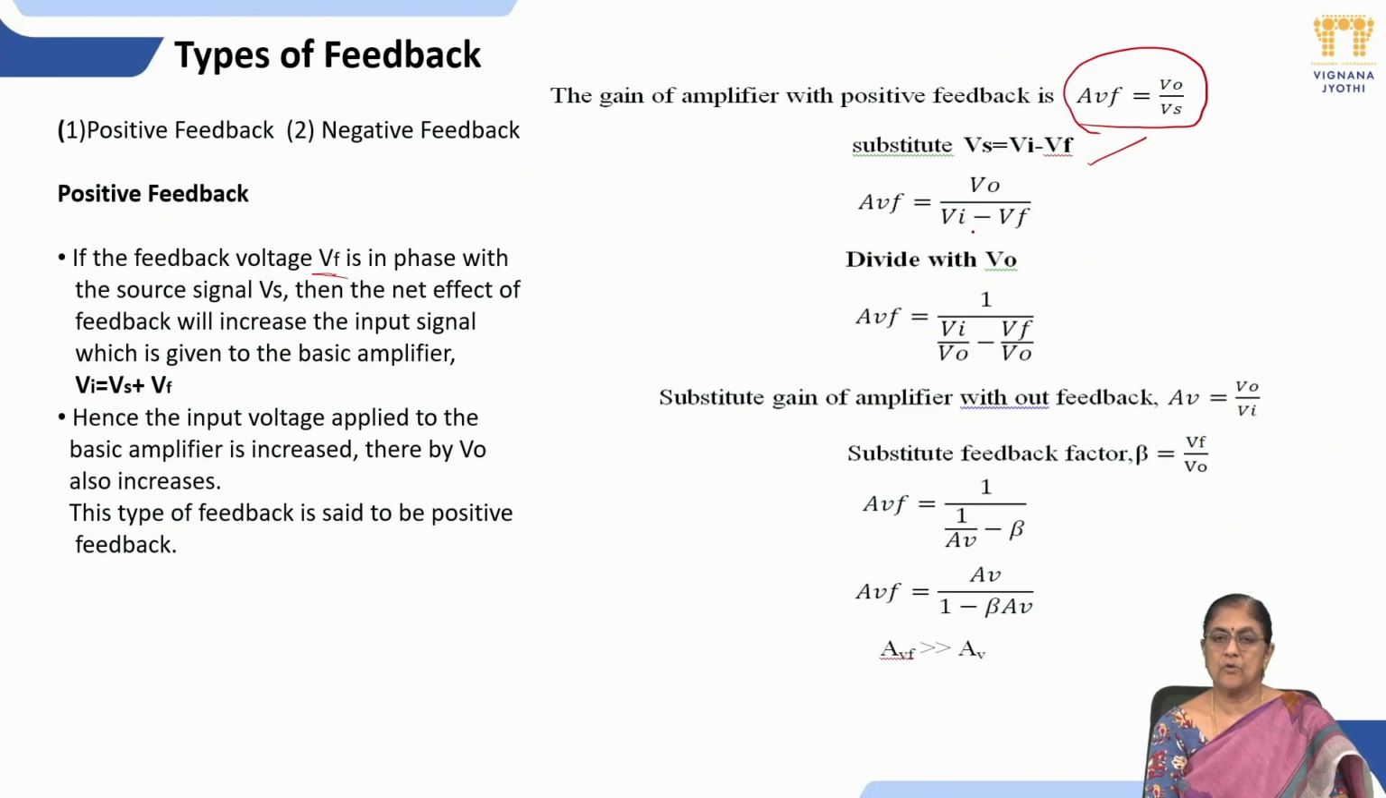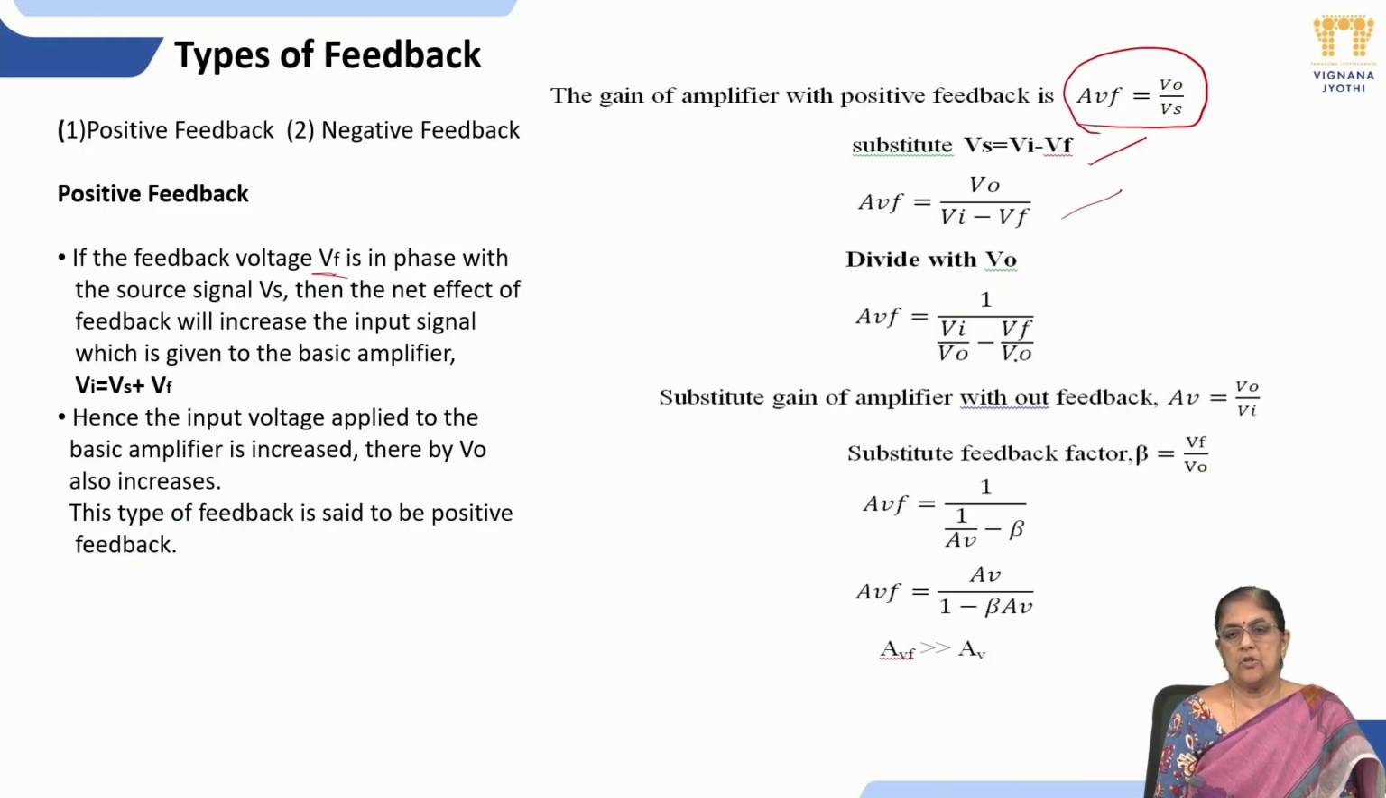Then AVF is equal to V0 by Vi minus Vf. Then divide with the output voltage V0. By dividing with V0, the above equation becomes AVF is equal to 1 by Vi by V0 minus Vf by V0.